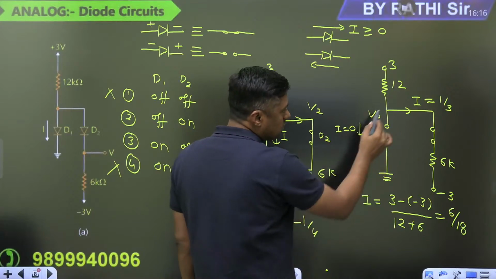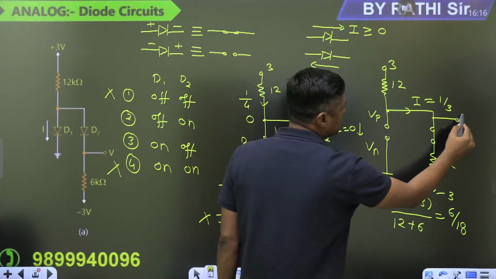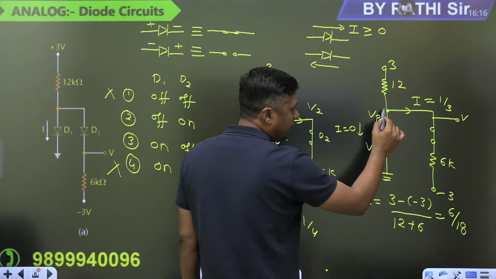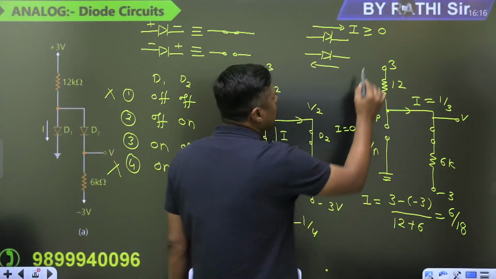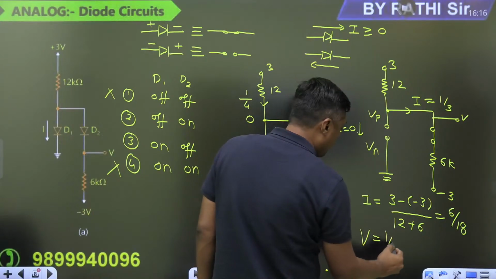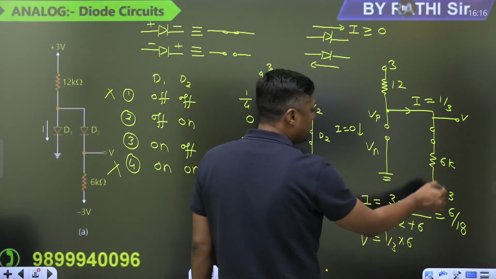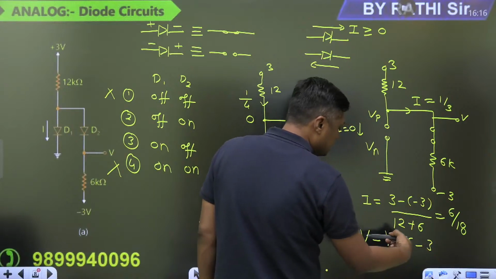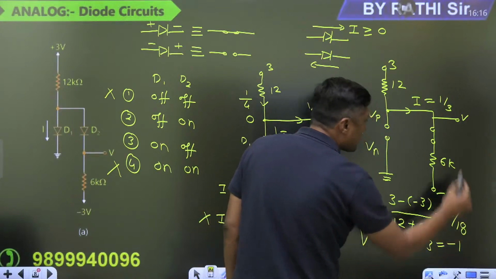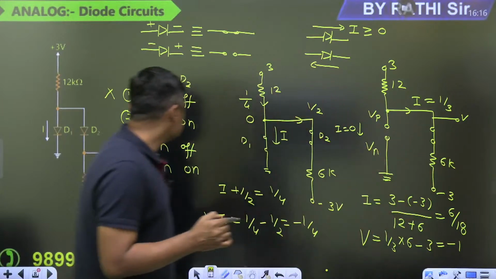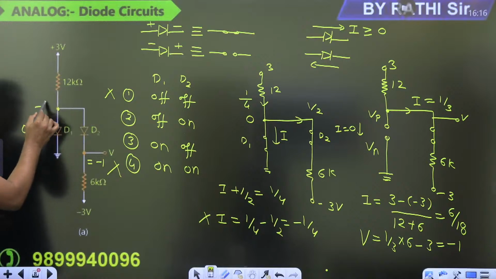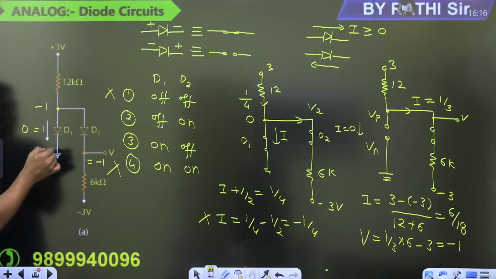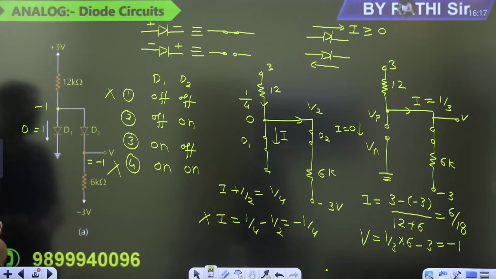1 by 3. Now what is the potential at this point? This is nothing but V also. You can find V is equal to 1 by 3 into 6, this 6 minus 3, and you will get minus 1 volt. The answer for this question: what is the value of V? Minus 1 volt. What is the value of I? 0. The voltage at this point is minus 1, meaning Vp is less than Vn, and that's why this diode is off and our assumption is correct.